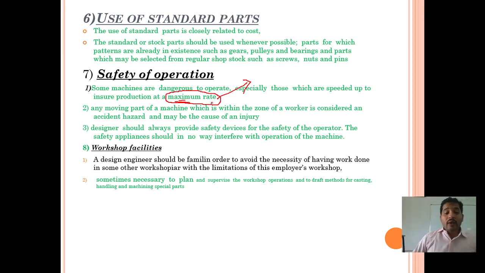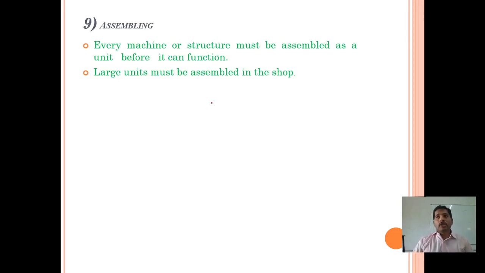Is it right? Another one we are going to learn is regarding the workshop facility, because the design engineer should be familiar with it in order to avoid the necessity of having work done in some other workshop, given the limitation of the employer's workshop. Sometimes it is necessary to plan and supervise the workshop operation and draft methods for casting, handling and machining special parts. So whatever part they make in the industry, they have to check whether it is as per requirement or not. That is the responsibility of the design engineer.